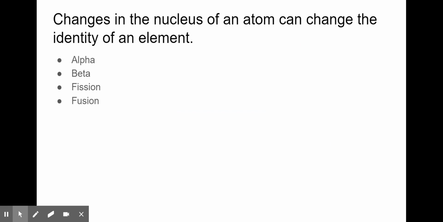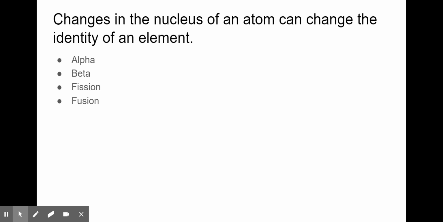So changes in the nucleus of an atom can change the identity of an element, okay? And so we've already talked about this. Alpha decay results in a decrease of the atomic number by 2. So we're moving backwards 2 spaces on the periodic table. Beta decay results in an increase in the atomic number by 1. So if something goes through beta decay, you move forward 1 space, okay?